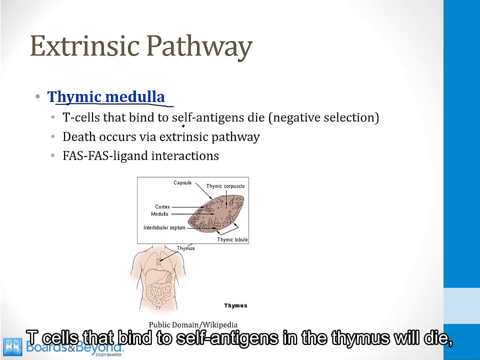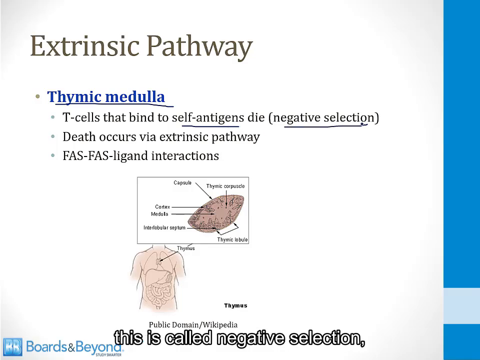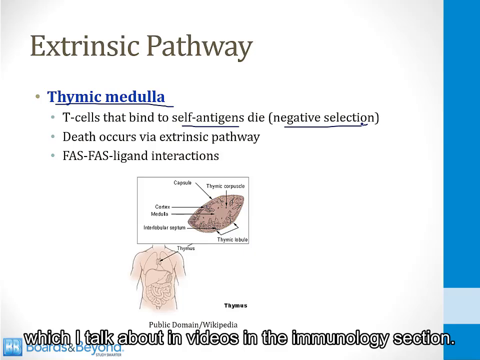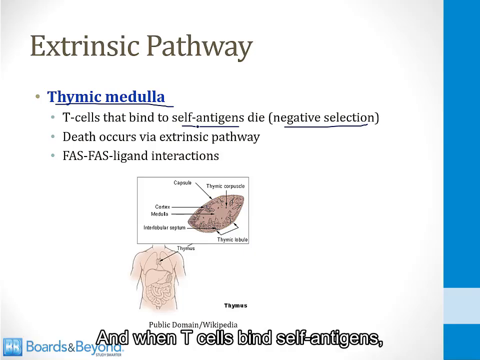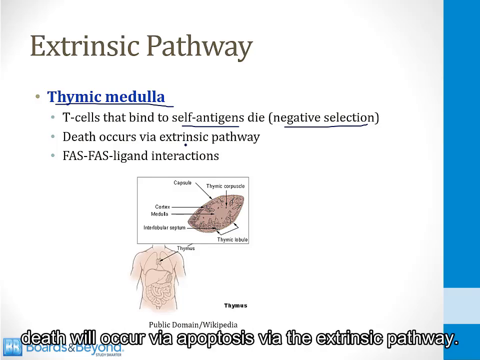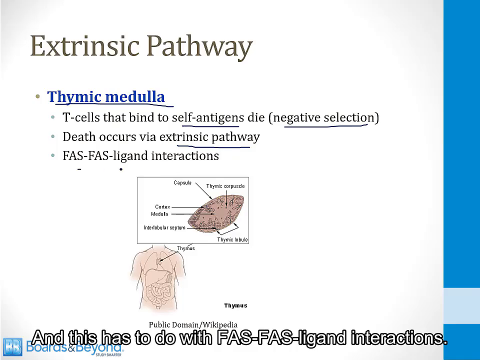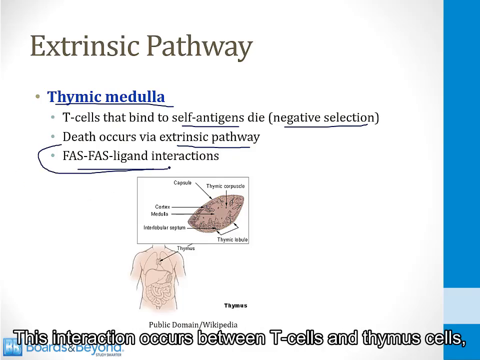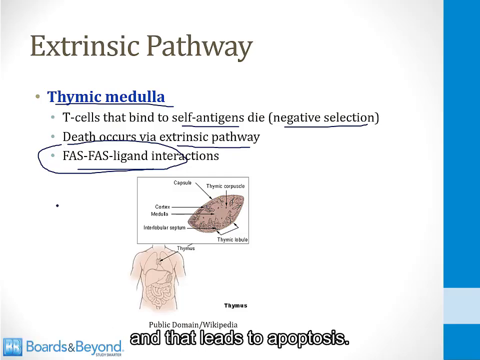T cells that bind to self-antigens in the thymus will die. This is called negative selection, which I talk about in videos in the immunology section. And when T cells bind self-antigens, death will occur via apoptosis via the extrinsic pathway, and this has to do with Fas ligand interactions. This interaction occurs between T cells and thymus cells, and that leads to apoptosis.